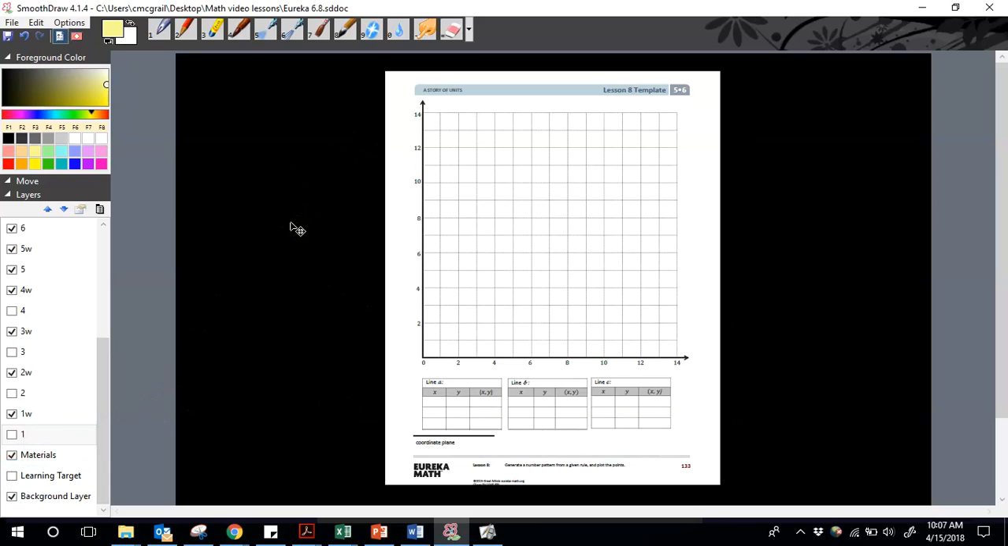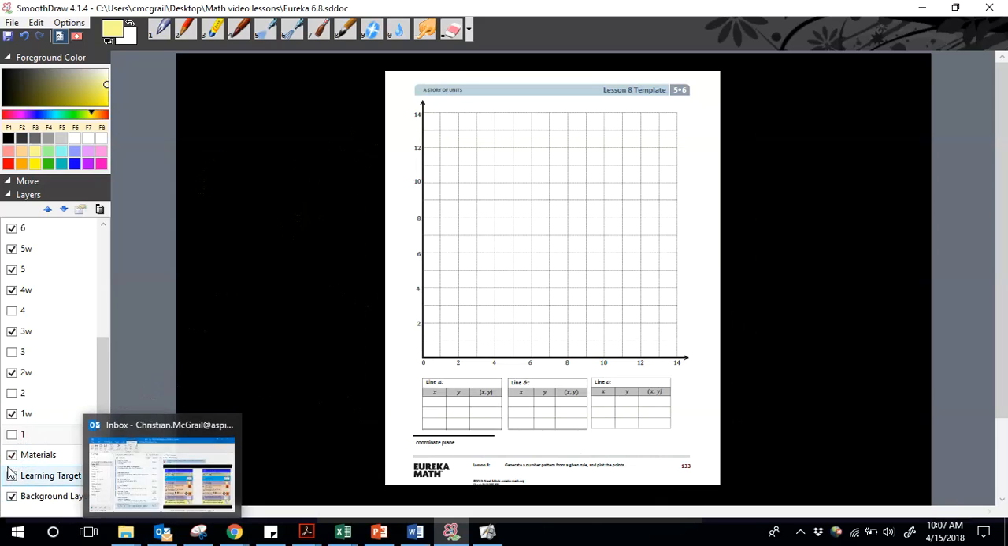What you need for today is the lesson 8 template, which you should have in front of you. For problem number 1, we are not going to be using it and just answering some questions on Edpuzzle. And for problem 2, we will be using the template. So please make sure that you have it in front of you, and we will be collecting it tomorrow.